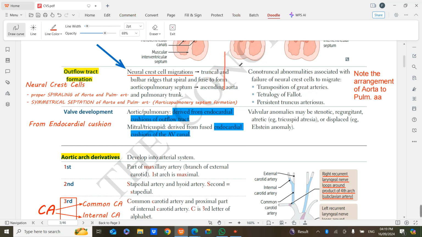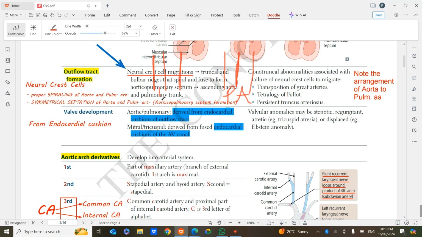Let me assume that this is the pulmonary artery. This is the aorta. I want you to follow me very well. So look at this septum here that is dividing them. Let me say that this is what we call the truncus arteriosus. This is how everything is before. Then we now divide it into two.